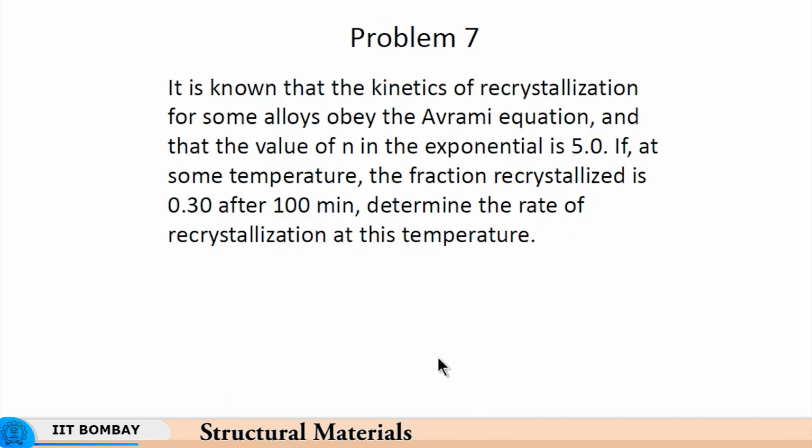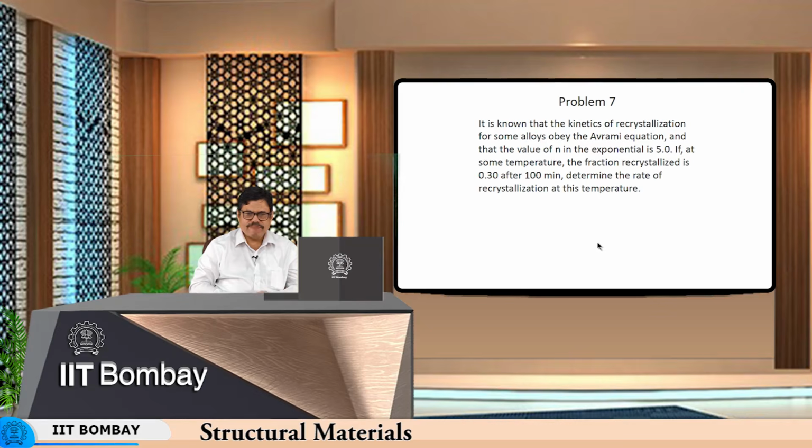So it's the last problem, or maybe the second last one to be solved. It is known that the kinetics of recrystallization for some alloys obey the Avrami equation, and that the value of n in the exponential is 5.0. If at some temperature the fraction recrystallized is 0.3 after 100 minutes, determine the rate of recrystallization at this temperature. So let's look at the situation.